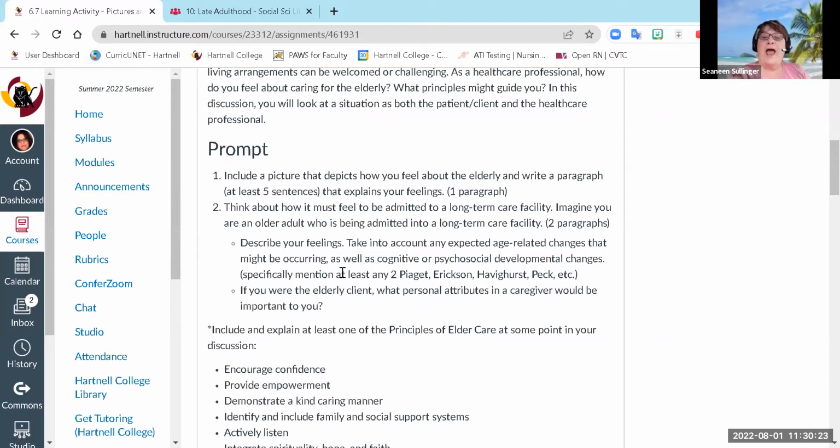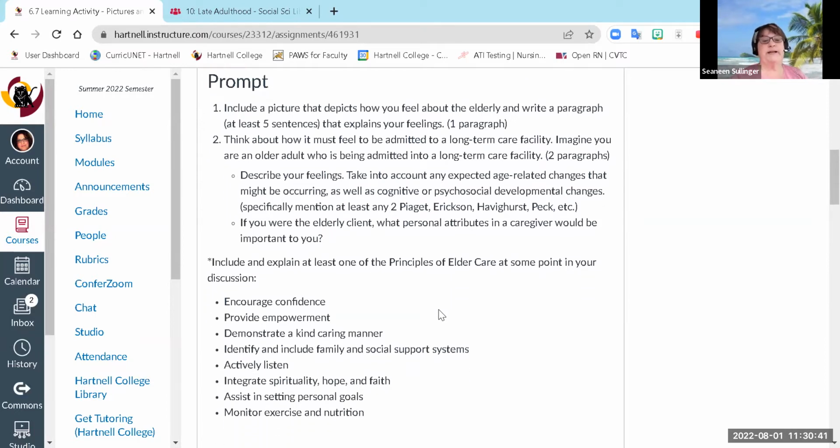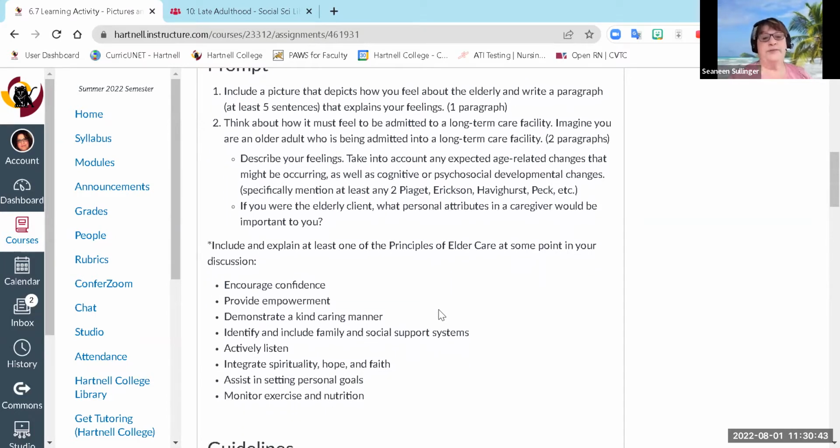And then as that client in the long-term care facility, what attributes of a healthcare provider, the caregiver, would be important to you, the person that's taking care of you? What would you want them to be like? Make sure that you include and explain at least one of the principles of elder care, some point in your discussion in the paper.